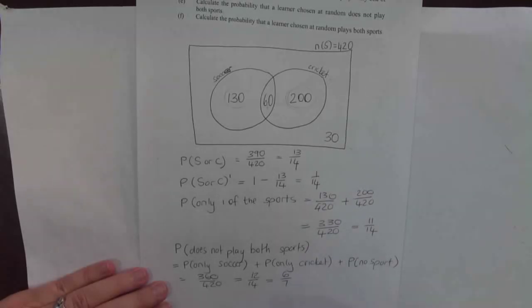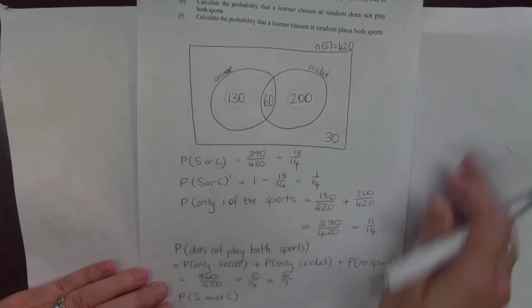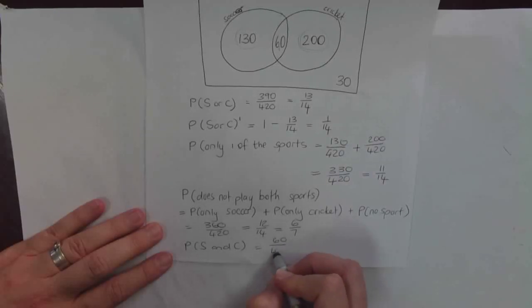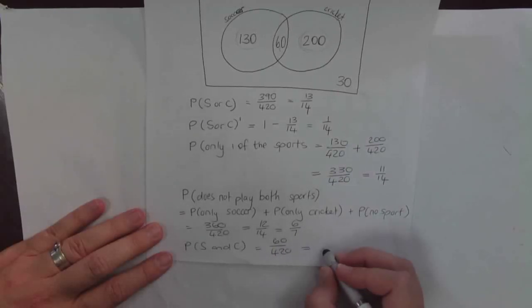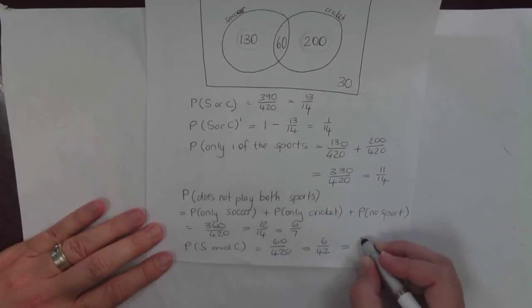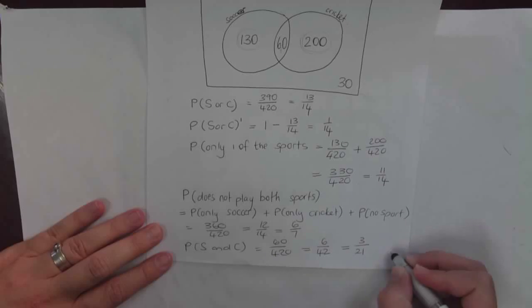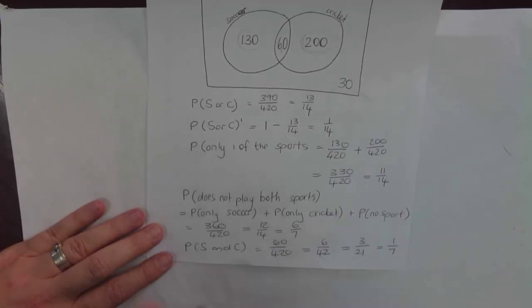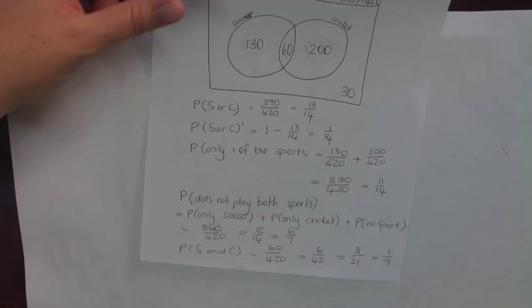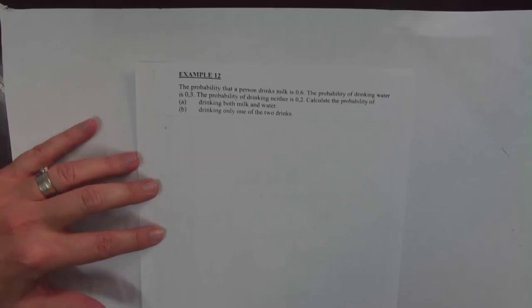Calculate if it plays both soccer and cricket. That is my intersection. That's 60 over 420, and that's 6 over 42. Can I divide by 2? Yes, that's 3 over 21. Can I divide by 3? That's a 7. Great stuff. You are doing very well. Just keep on going. As I said, the more examples you do, the easier it gets.